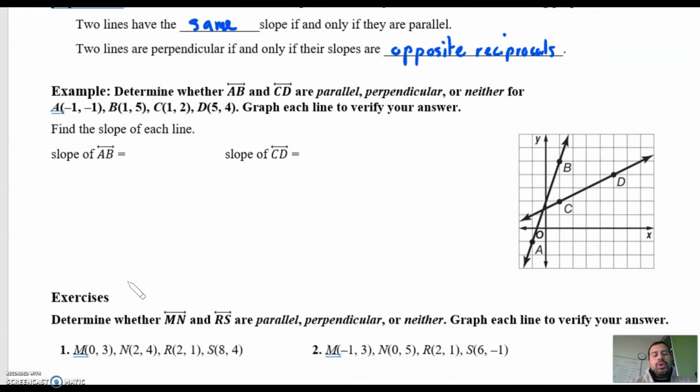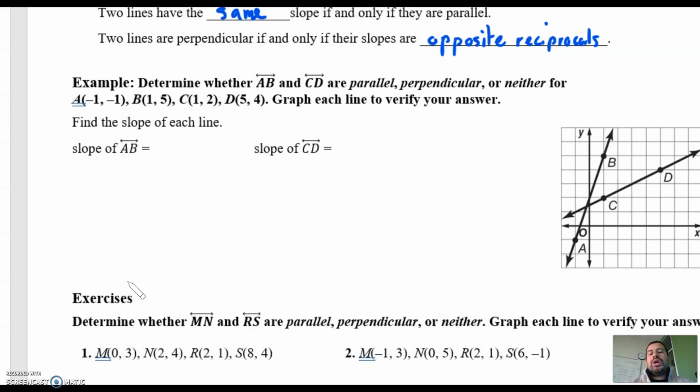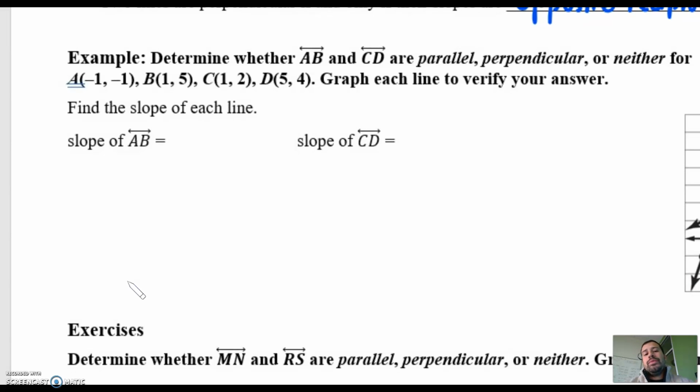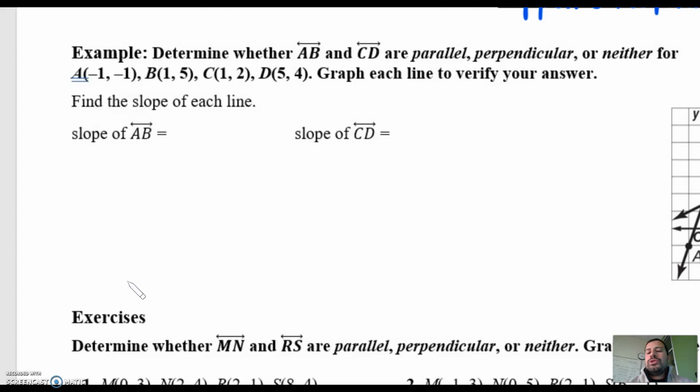Okay, so let's see how that works here. Example 1, determine if AB and CD are parallel, perpendicular, or neither. Okay, so we have some points here. Let's go ahead and find the slopes of those lines, and then we can make our call if they're parallel, perpendicular, or neither. So looking at AB, I need to find the slopes of these 2 points.